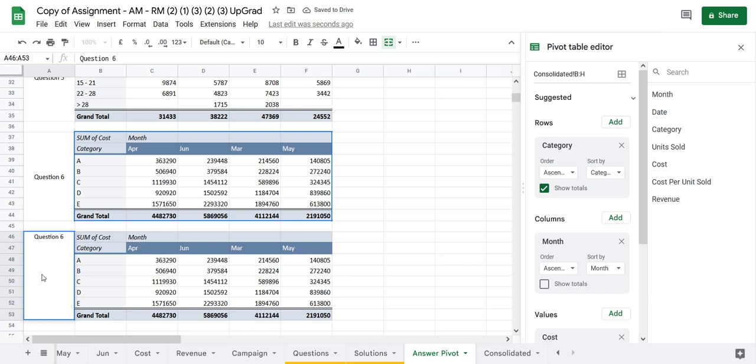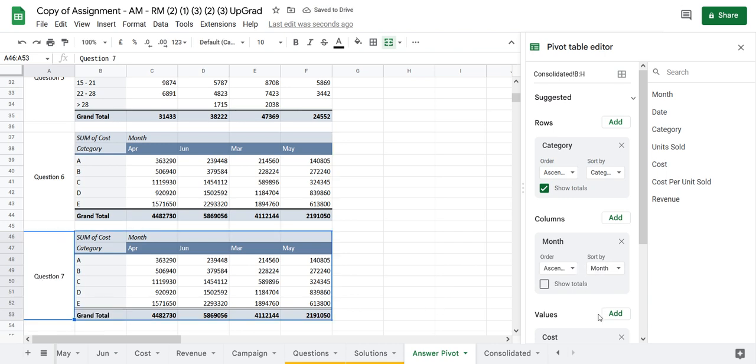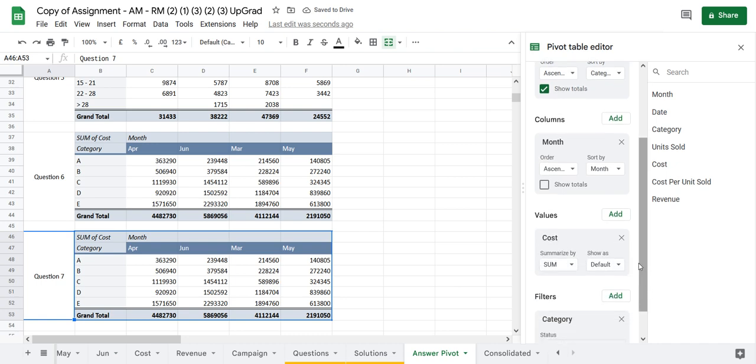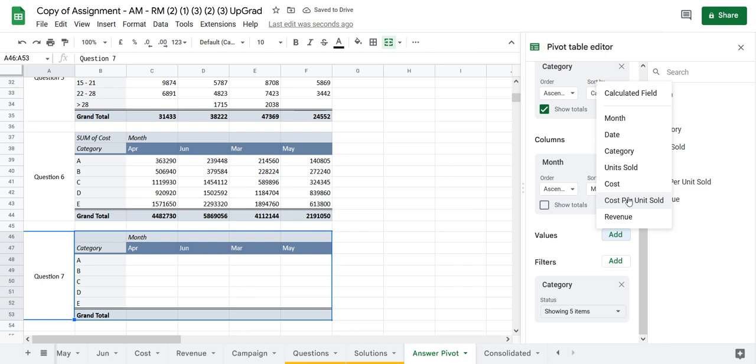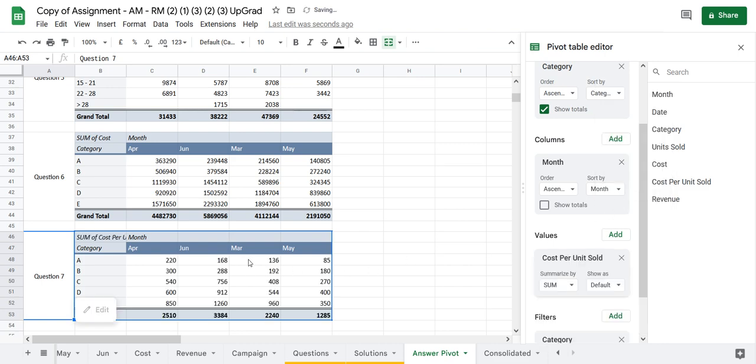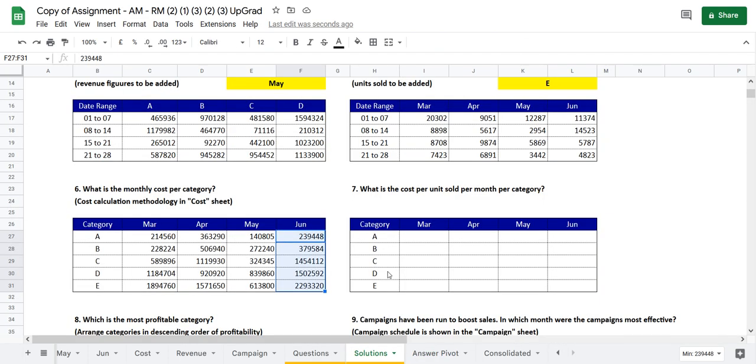I'll type question number 7. If you edit, here in the values we were having cost, right? But this time we don't want cost, we want cost per unit sold. Okay, so this will be our answer actually. For March, this will be the 5 values.